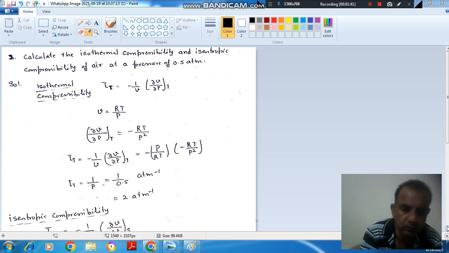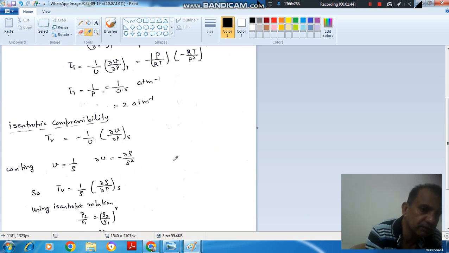The second part is to calculate isentropic compressibility, that is minus 1 by v, (∂v/∂p) at constant entropy s. If we write v as 1 by rho, then differentiating both sides, ∂v is minus ∂rho by rho square. Now we can put the value of v as 1 by rho and ∂v as minus ∂rho by rho square. As it is 1 by v here, it will be rho, so rho square will cancel out and the minus sign will also cancel out. So it will be 1 by rho, ∂rho by ∂p at constant entropy.